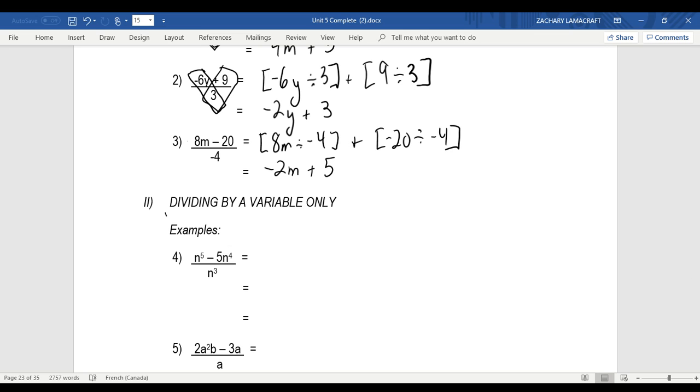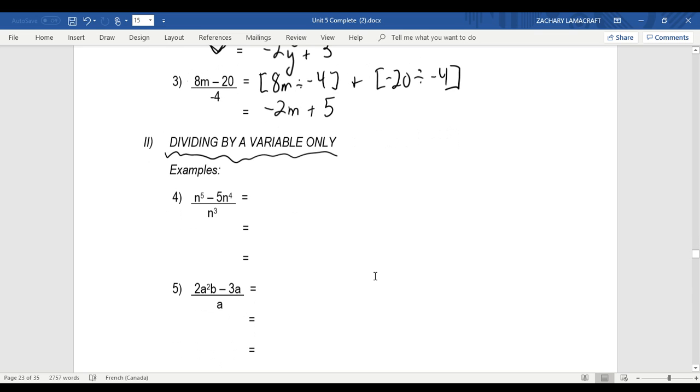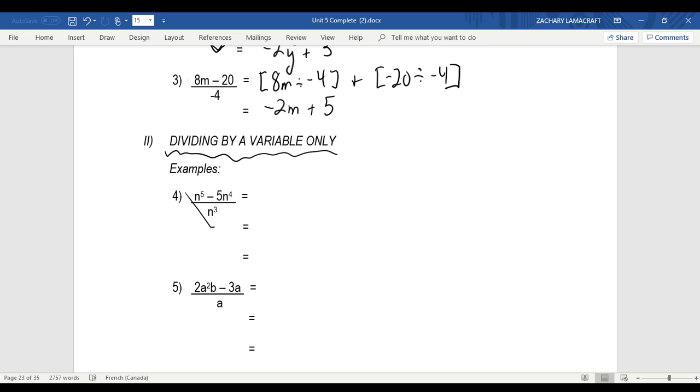Now we're going into dividing by a variable only. Once again, we're going to have to take that n to the 5 and divide it by n to the 3, and then that negative 5n to the 4 and divide it by n to the 3. You're going to actually just have to subtract those exponents as we go through it. So we look at the first, n to the 5 divided by n to the 3, and then in our next one, we have negative 5n to the 4 divided by n to the 3.